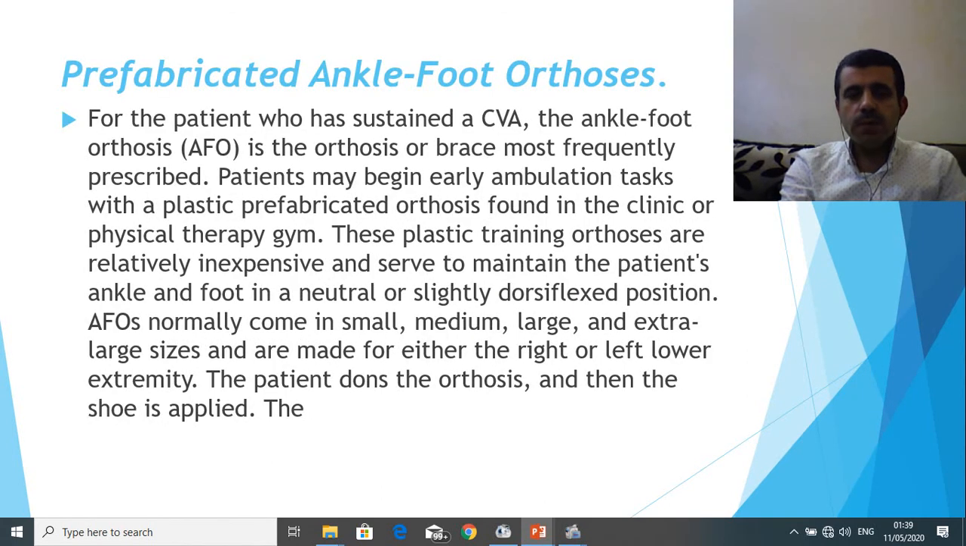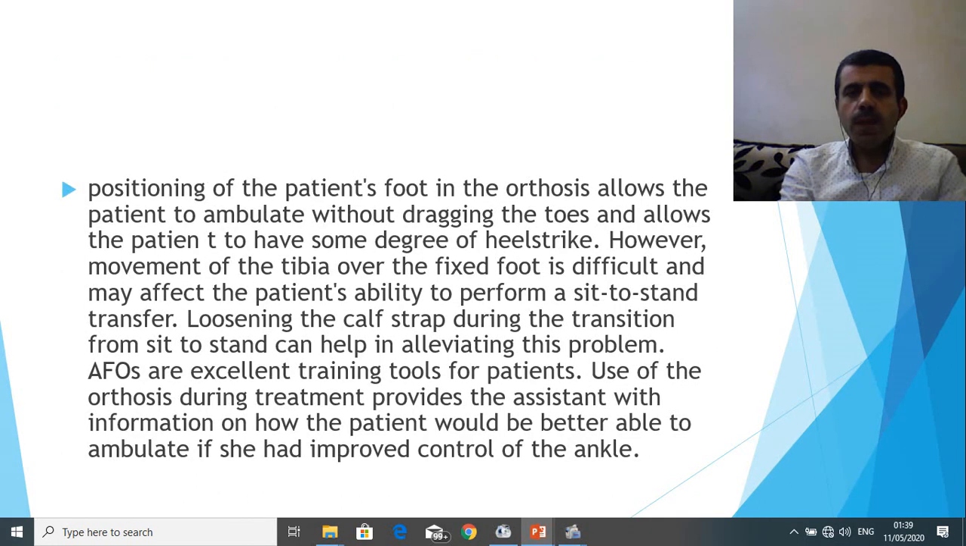Of course, they have many sizes, and this will help movement and prevent contractures, prevent deviations in the foot.